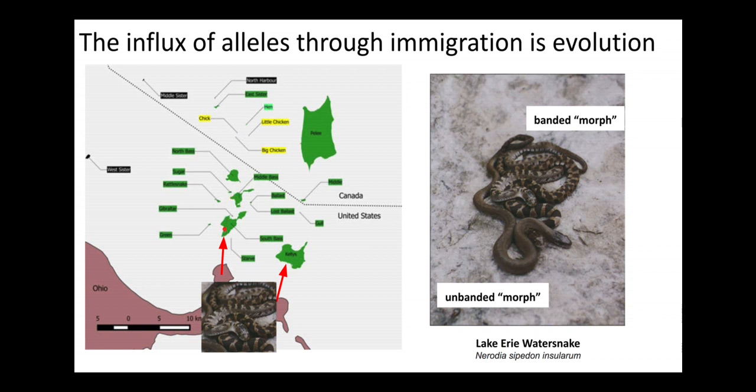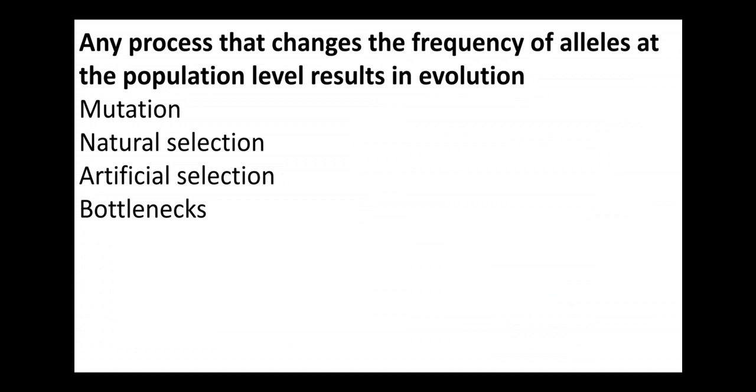Simply by swimming out to the islands and interbreeding, bringing their genes, there are genes that underlie this banded morph, bringing those genes into the population is a form of evolution. It increases the frequency of those genes in the island population. That is a form of evolution. So again, any process that changes the frequency of genes or changes the frequency of mutations or changes the frequency of alleles at the population level over time results in evolution.